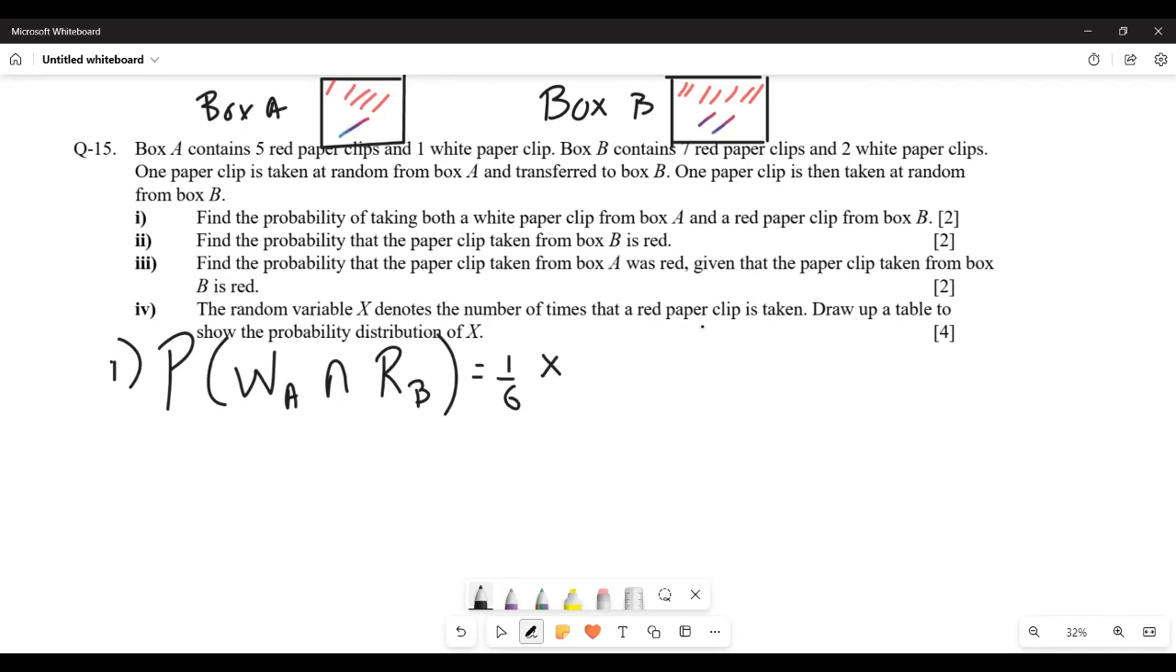Now this white paper clip is transferred here. So you have 3 white paper clips here, but we have to find the probability that a red one gets chosen here. So how many reds are there in this box? 1, 2, 3, 4, 5, 6, 7. 7 out of 10. So 7 by 10. Which gives 7 upon 60.